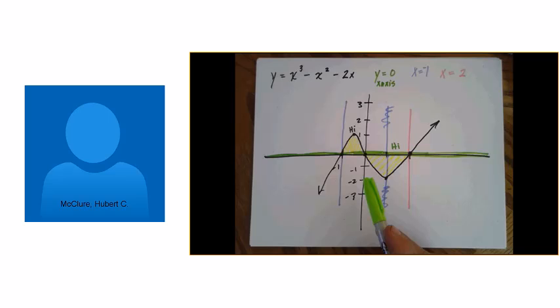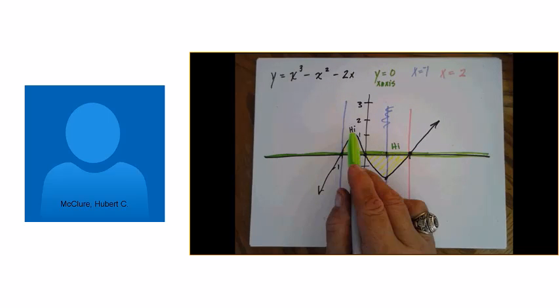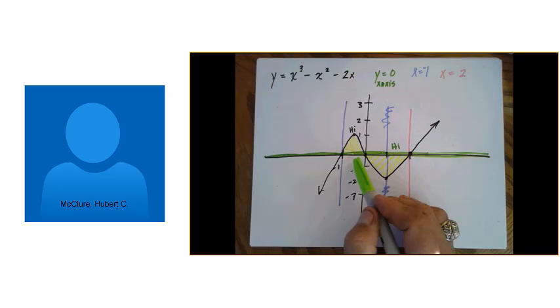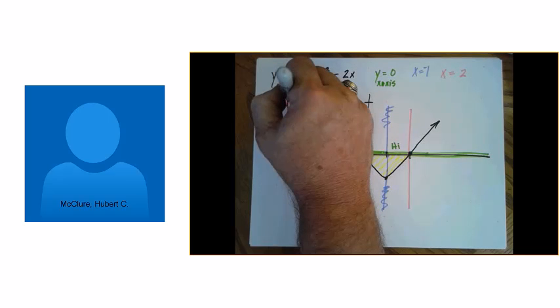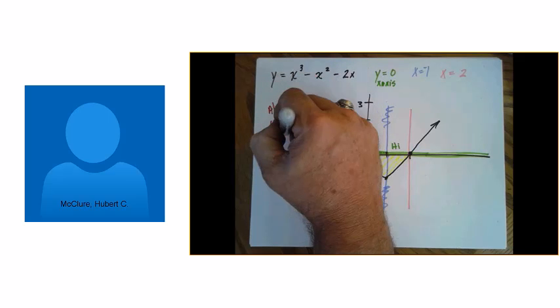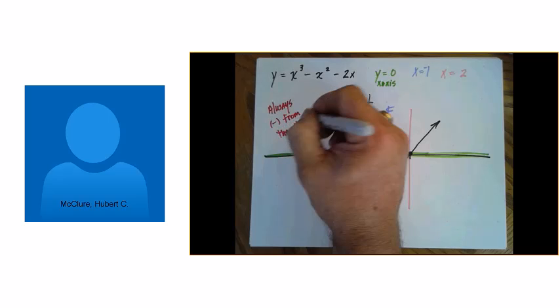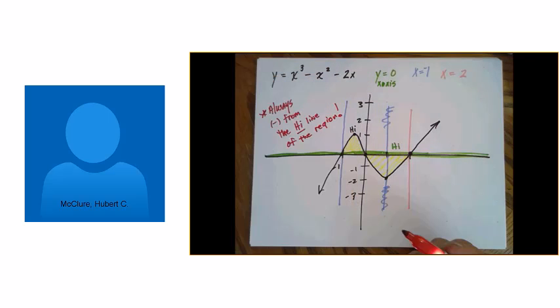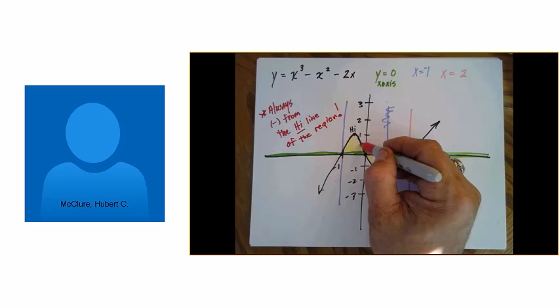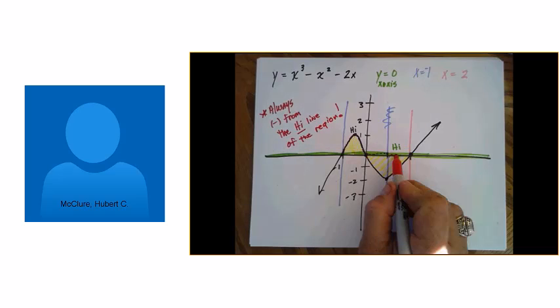So when I set up my original equation, I'm going to do x cubed minus x squared minus 2x minus 0, plus 0 minus what? X cubed minus x squared minus 2x. You always subtract from the high line of the region. I'm going to write that in red. Always subtract from the high line of the region. So that high line is right there, and then right there.